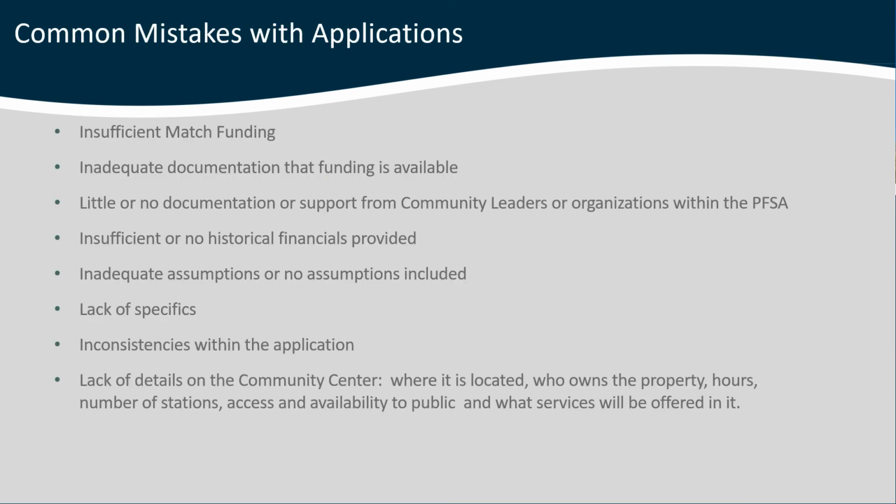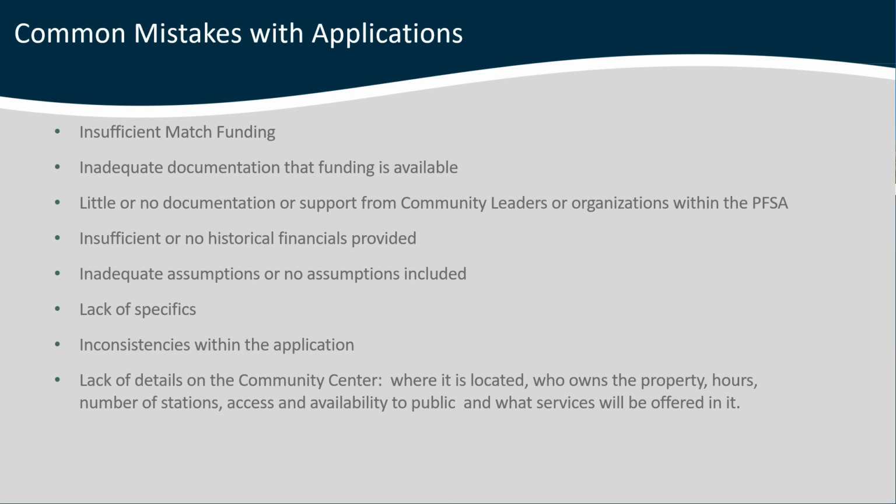In terms of common mistakes with applications, insufficient match funding or inadequate documentation of that match funding are big ticket items. Little or no documentation from community leaders or organizations within the PFSA. That's not an eligibility factor, but would result in getting a low score. Insufficient or no historical financials provided, so that's a big mistake that people make sometimes. Inadequate assumptions or no assumptions included to support the 5-year financial projections.